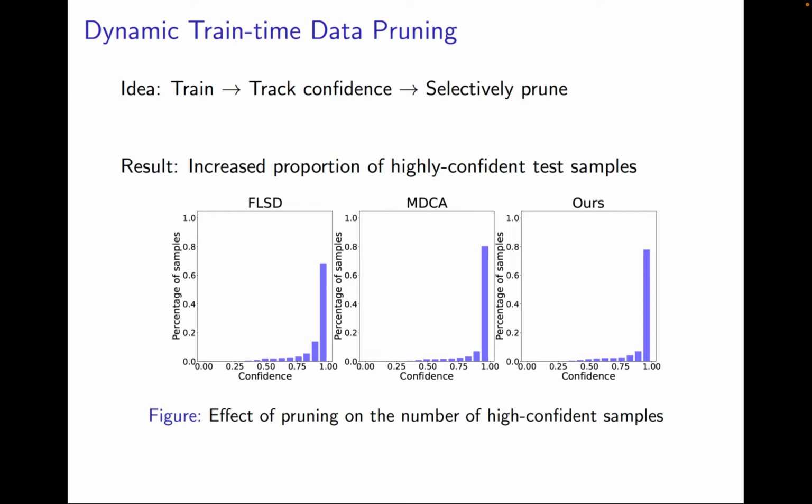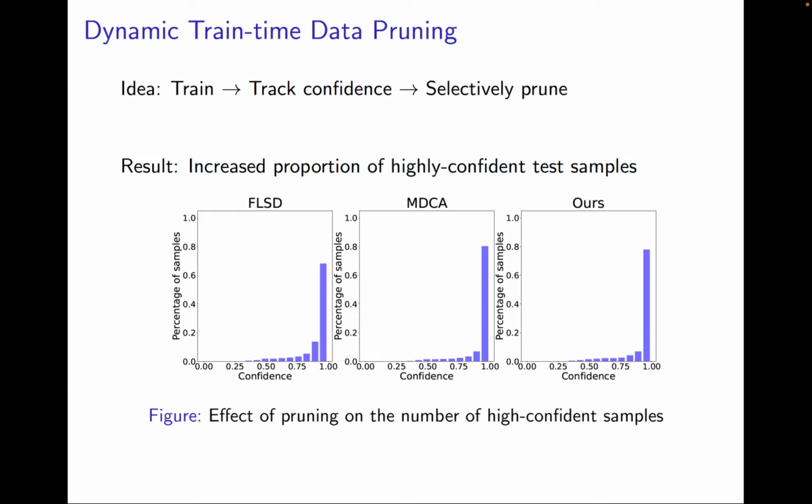The dynamic train time data pruning strategy works as follows. We track confidences of instances over training epochs, and we make the hypothesis that the model stays relatively underconfident over certain instances, and these instances are undesirable as they hamper the learning ability of the model. And so we prune them out at checkpoints. And how does this work out?